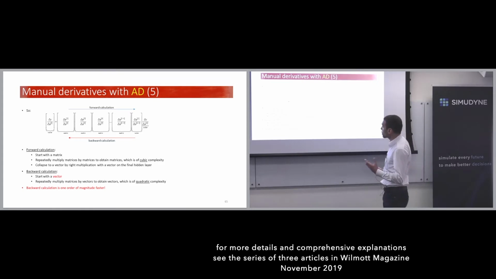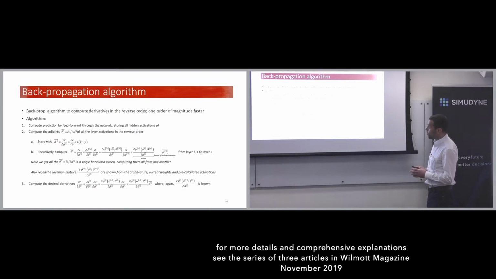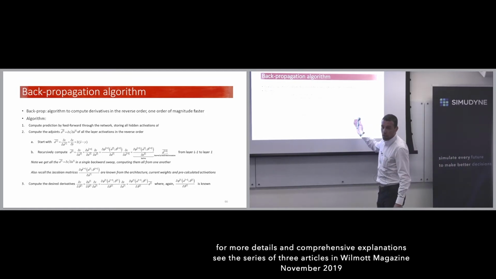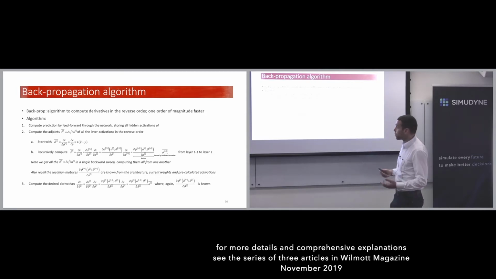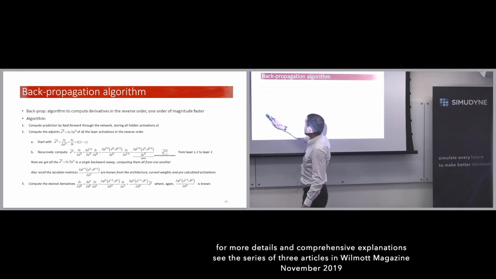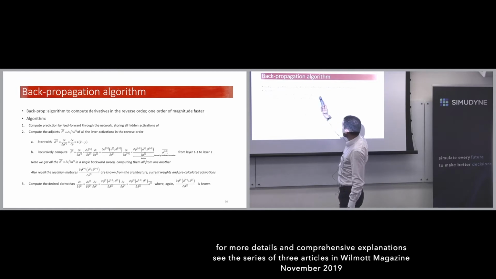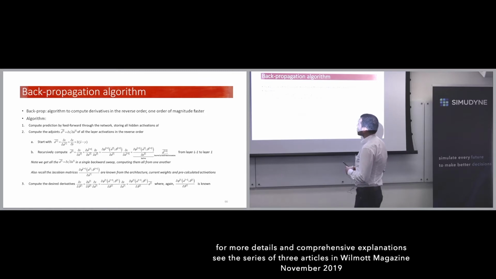This is how we manage to calculate a lot of derivatives very, very fast. So what is the backprop algorithm? That's an algorithm that computes derivatives in the reverse order, as we have just seen, one order of magnitude faster. And once we understand that, the algorithm is kind of easy. First step, we need to compute a prediction by feed-forward through the network in order to store all the hidden activations AL, because we will need that to calculate the Jacobians.